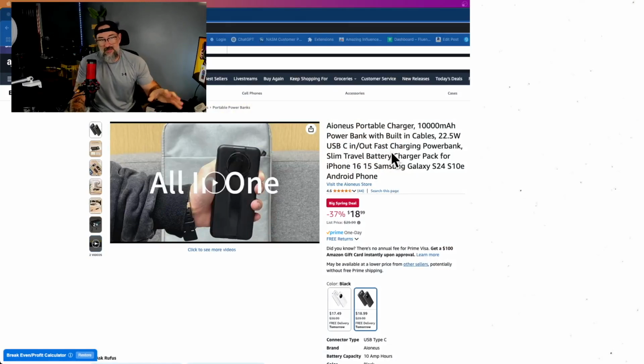So I want to show you guys something that's extremely powerful that a lot of people don't know about. So look at this product right here. You can see we have two different variations. We got a white one and a black one. Now I'm going to show you what's in this carousel.